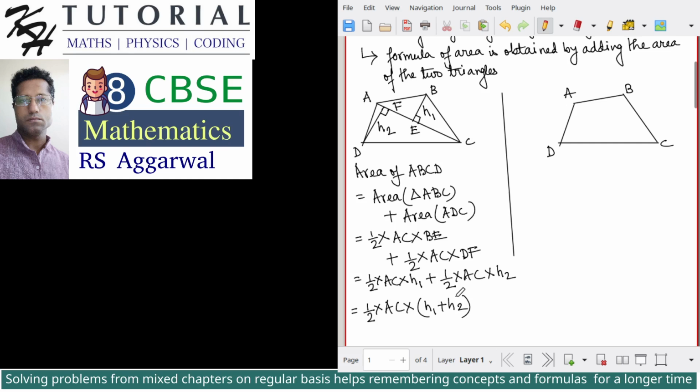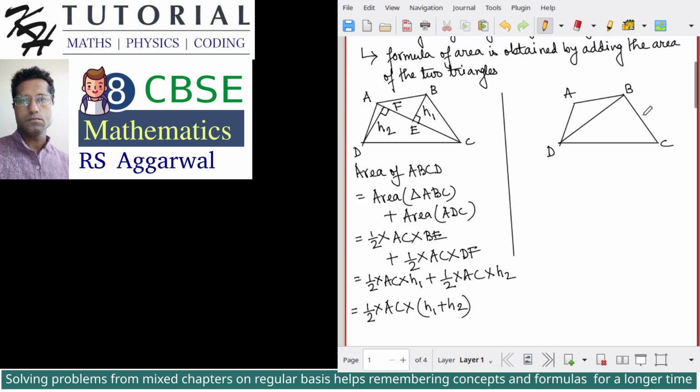So the formula is half into the length of the diagonal AC multiplied by the sum of the length of the perpendiculars on AC from vertices D and B. So this is the formula if we consider the diagonal AC. On the right hand side, let's say we are considering the diagonal BD.